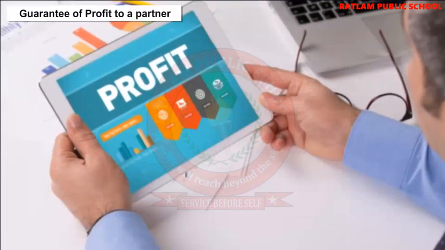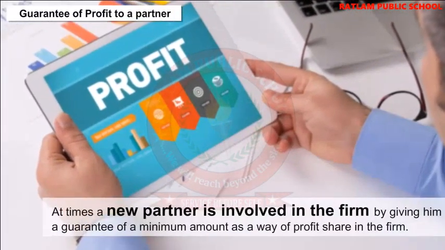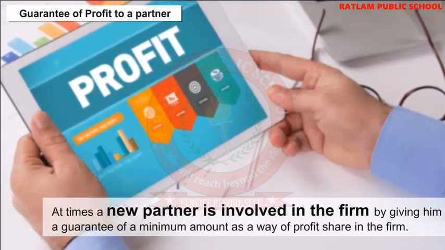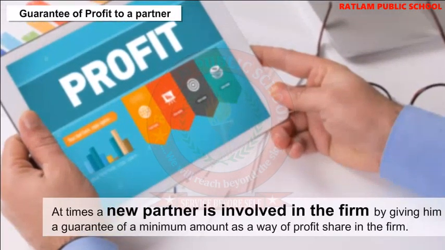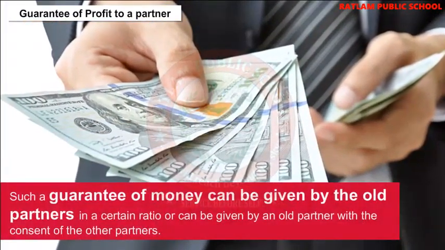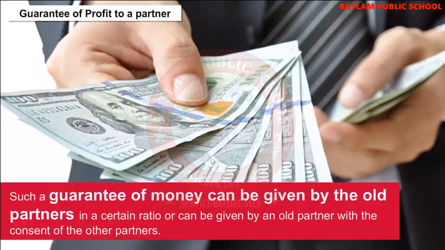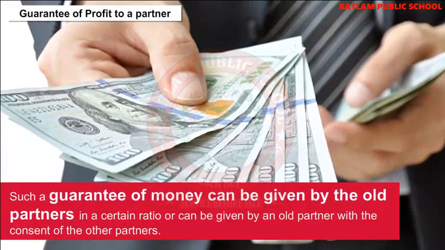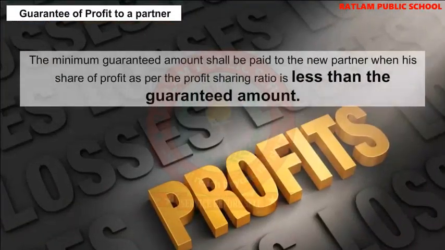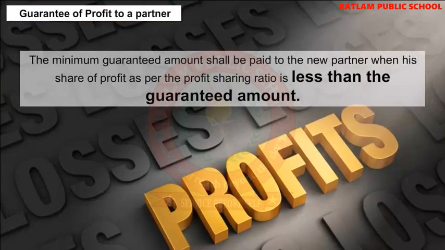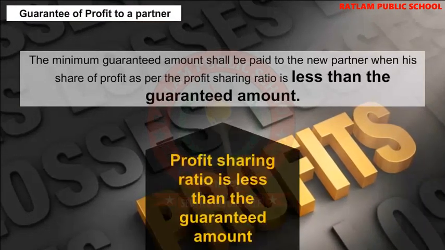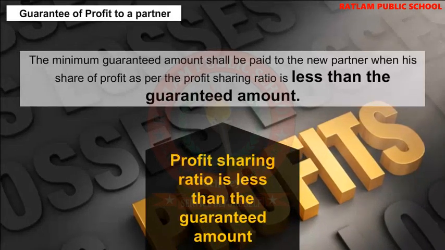Guarantee of profit to a partner. At times, a new partner is involved in the firm by giving him a guarantee of a minimum amount as a way of profit share in the firm. Such a guarantee of money can be given by the old partners in a certain ratio or can be given by an old partner with the consent of the other partners. The minimum guaranteed amount shall be paid to the new partner when his share of profit as per the profit sharing ratio is less than the guaranteed amount.